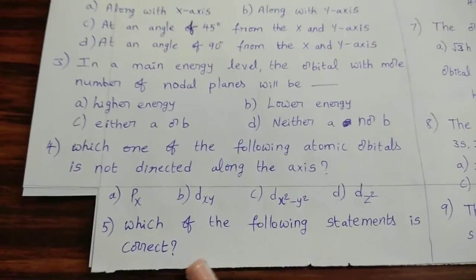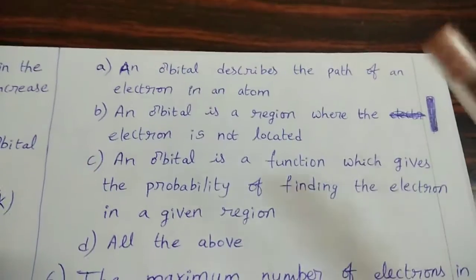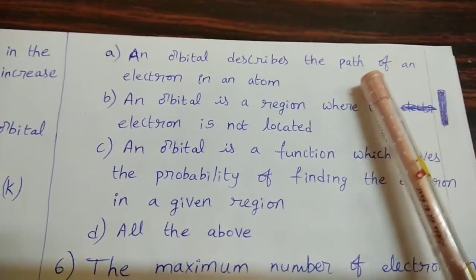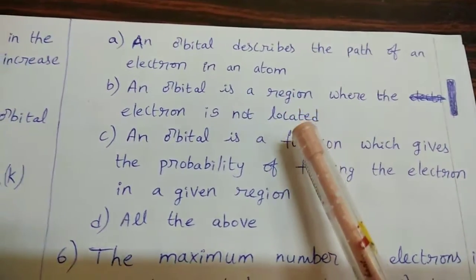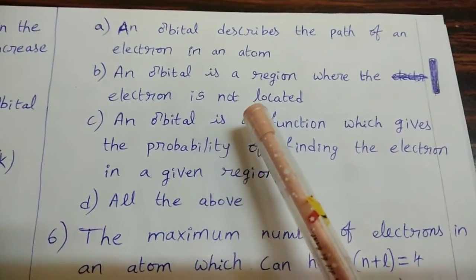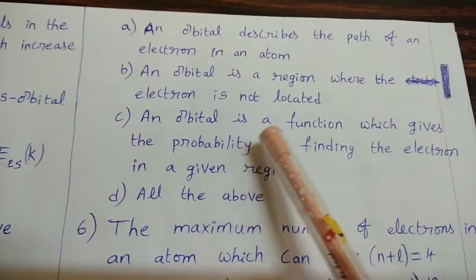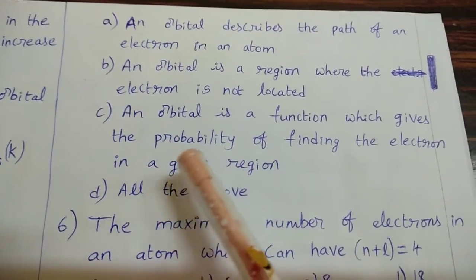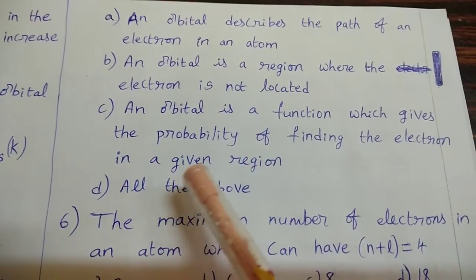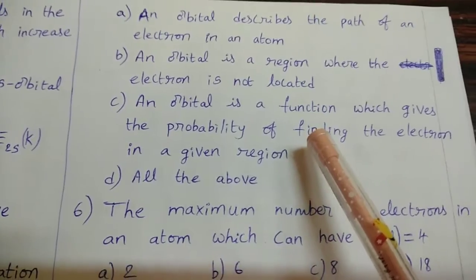Next, which of the following statements is correct? Three options are given. An orbital describes the path of an electron in an atom. That is wrong. An orbital is a region where the electron is not located. This is also wrong. An orbital is a function which gives the probability of finding the electron in a given region. This is correct. So option C is the answer.